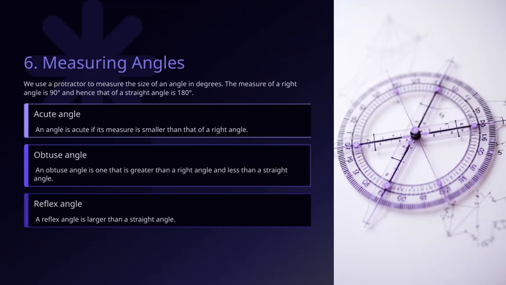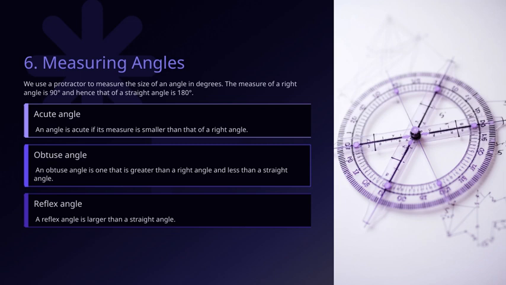Now let's talk about measuring angles. We use a tool called a protractor to find out how big an angle is in degrees. For example, a right angle measures exactly 90 degrees, and a straight angle measures 180 degrees.